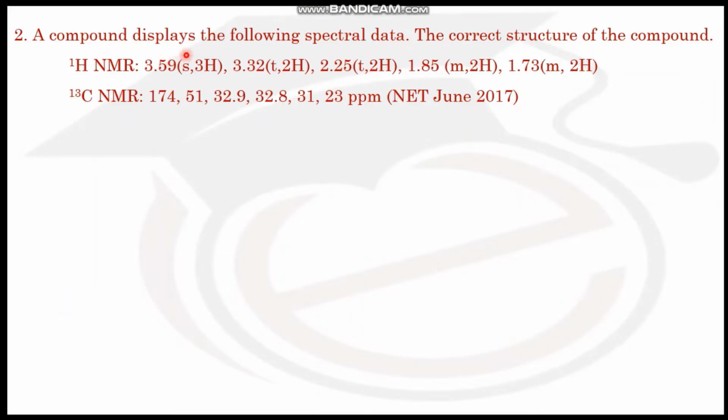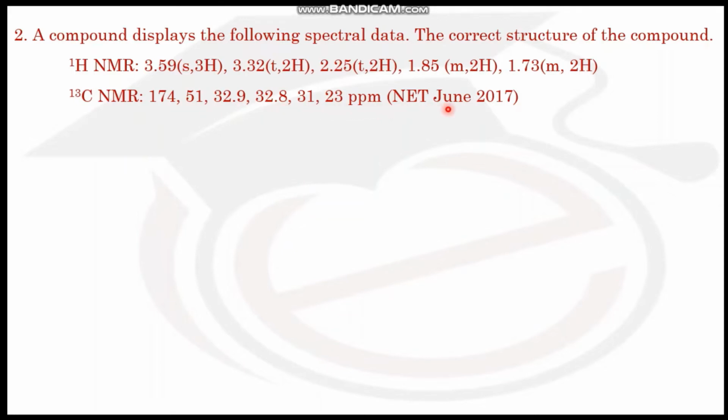Next question. A compound displays the following spectral data. Find the correct structure of the compound. Proton NMR: 3.59 singlet, 3 hydrogen; 3.32 triplet, 2 hydrogen; 2.25 triplet, 2 hydrogen; 1.85 multiplet, 2 hydrogen; 1.73 multiplet, 2 hydrogen. And C13 NMR: 174, 51, 32.9, 32.8, 31, 23 ppm.